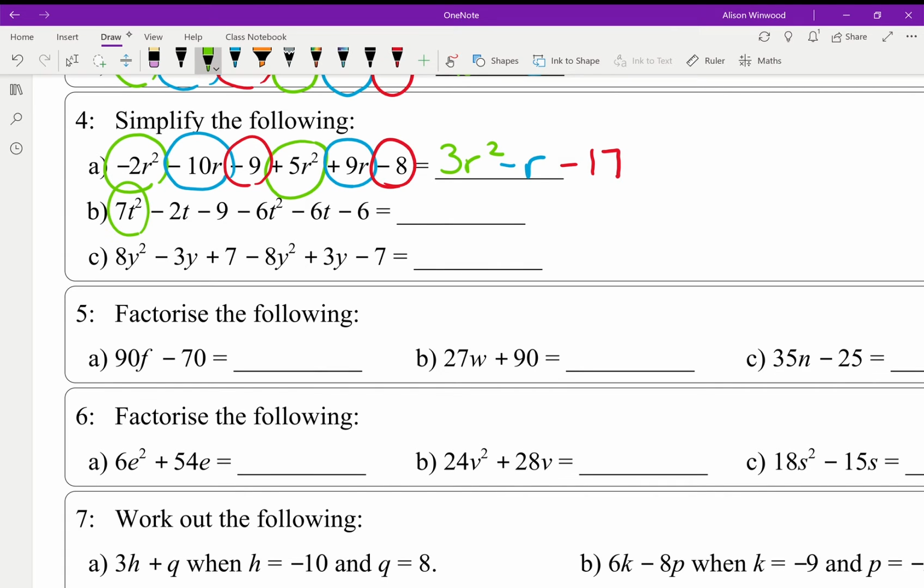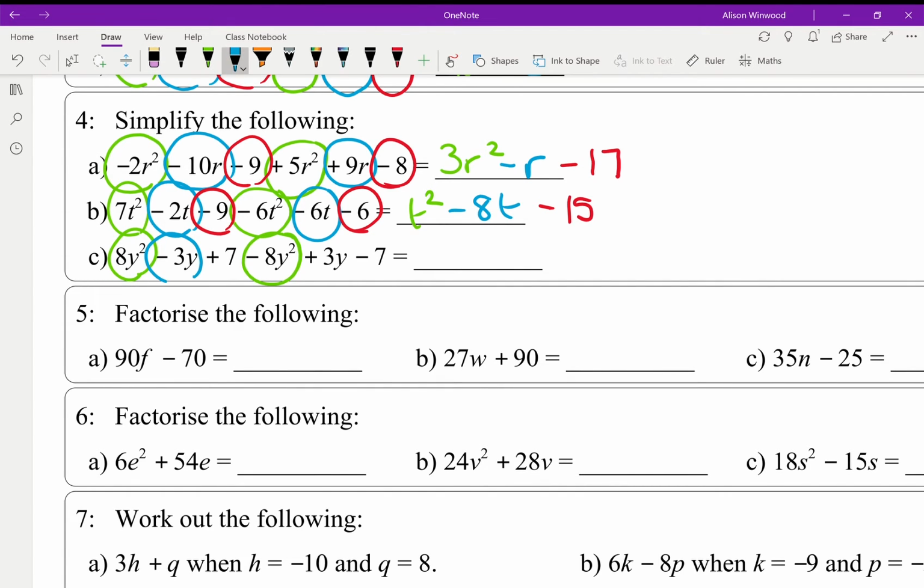So squared terms, T terms, numbers. Squared terms, well, they cancel each other out, so I've got nothing. Y terms, they cancel out as well, so I've got nothing. Numbers, they cancel out, so I've got big fat nothing of anything.